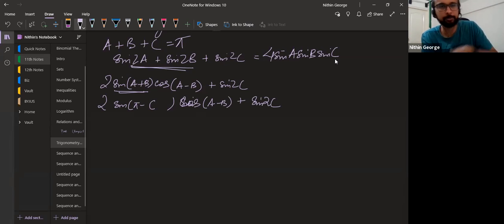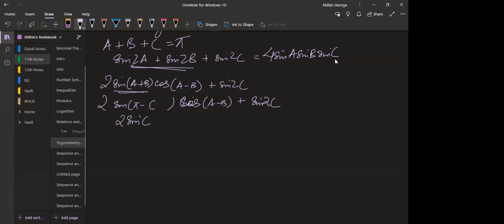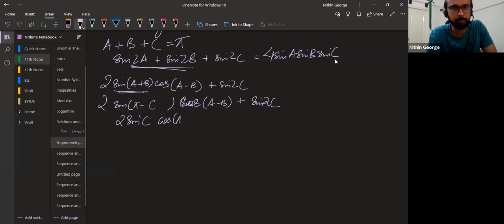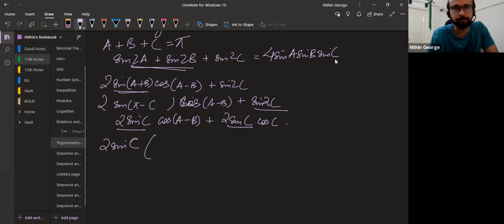Okay, so now what happens next? What is sine of pi minus C? Sine C itself, right? Yes, sir. So then we have sine C cos of A minus B, plus this sine 2C I'll write as 2 sine C cos C. So here you can take 2 sine C common: cos of A minus B plus cos C. All right.